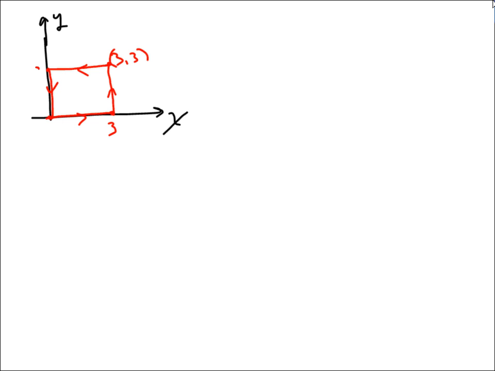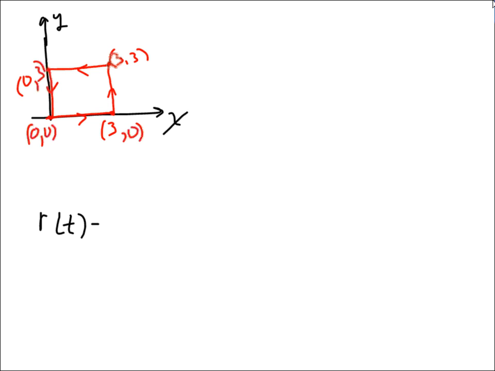Now, let's do another problem. This one's going to be considerably harder, or at least more of a pain. Suppose the path starts at the origin, goes 3 to the right, and goes up 3, and then 3 to the left, and down 3, in that direction. The corner points are (3, 0), (3, 3), (0, 3), and (0, 0). Now, how would you describe this?